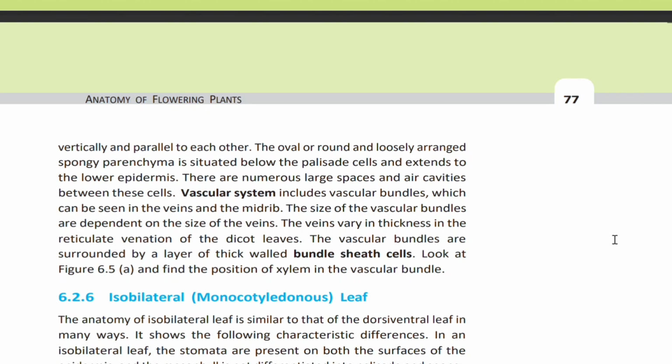Vascular system includes vascular bundles, which can be seen in the veins and the midrib. The size of the vascular bundles is dependent on the size of veins. The veins vary in thickness in the reticulate venation of the dicot leaves. The vascular bundles are surrounded by a layer of thick-walled bundle sheath cells. Look at figure 6.5a and find the position of xylem in the vascular bundle.